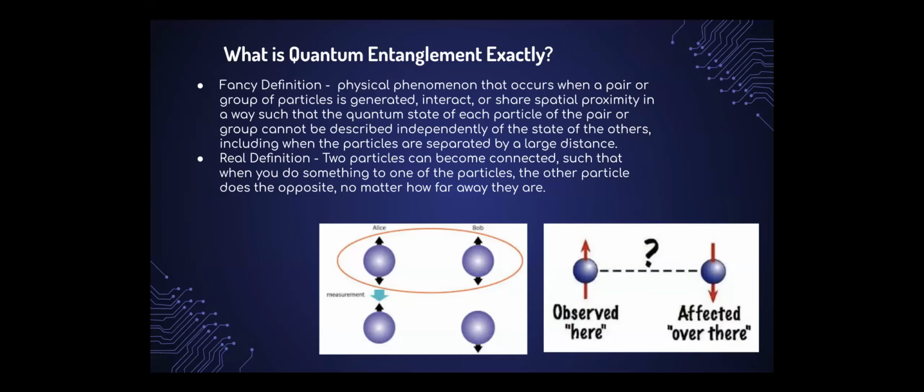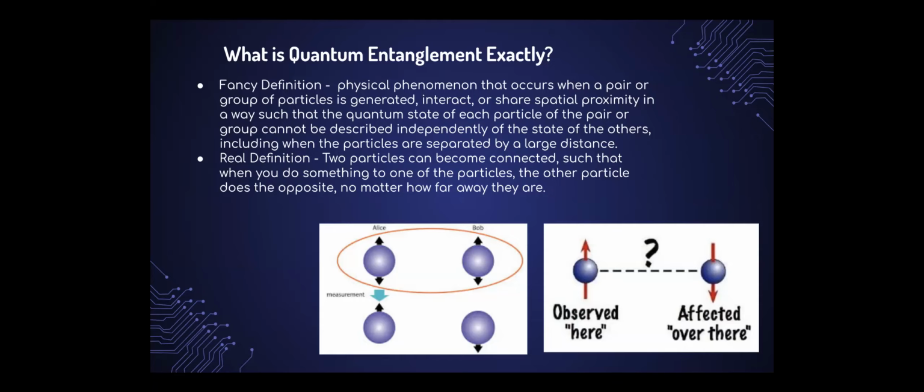So the fancy definition is that quantum entanglement is a physical phenomenon that occurs when a pair or group of particles is generated, interact, or share spatial proximity in a way such that the quantum state of each particle of the pair or group cannot be described independently of the state of the others, including when the particles are separated by a large distance. So that is the fancy definition.